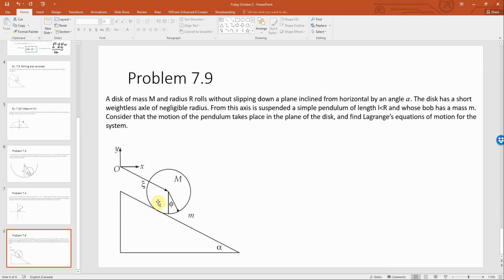Our last problem is something similar to the first problem that we had, this rolling disk. But now what we have is a mass that's attached to a string here, and this thing can oscillate around as the disk is rolling down. As this thing accelerates, that's going to make the mass swing, but then that swinging is going to slow down the disk, and then as it swings forward, it's going to accelerate the disk. This is really complicated to do with Newtonian mechanics, but with Lagrangian mechanics, this is far more straightforward.